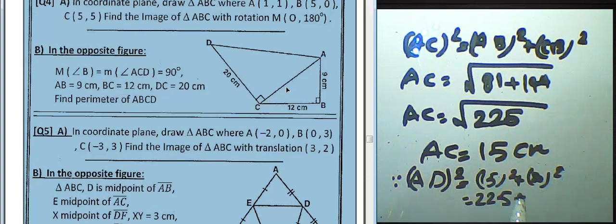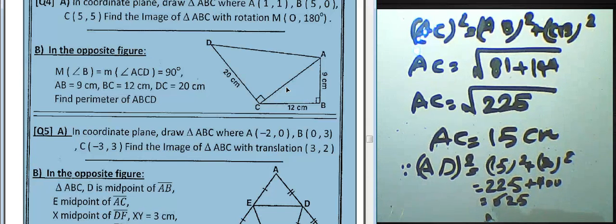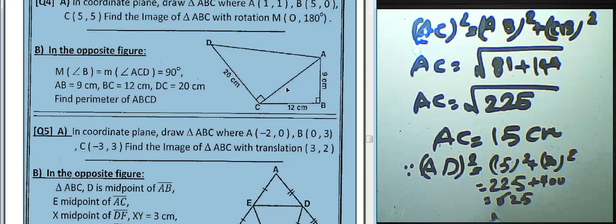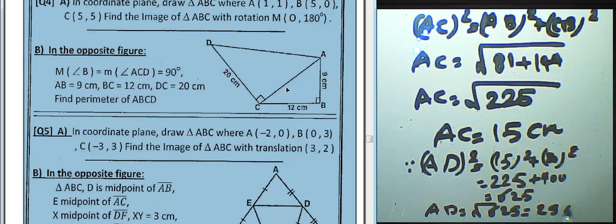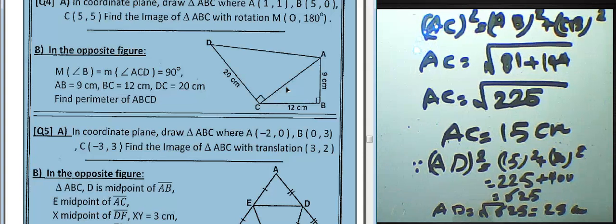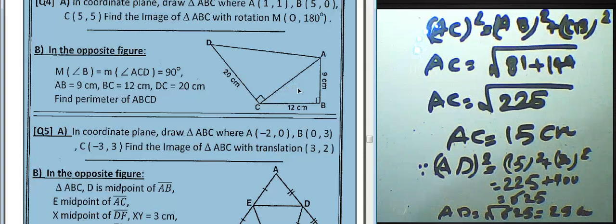equals 225 plus 400. The result will be 625, and then you can find the square root of 625. It will be what? 25. Then AD, the square root of 625, it will be what? 25 centimeters. Okay, then you can find the perimeter of the figure. 9 plus 12 plus 20 plus 25.